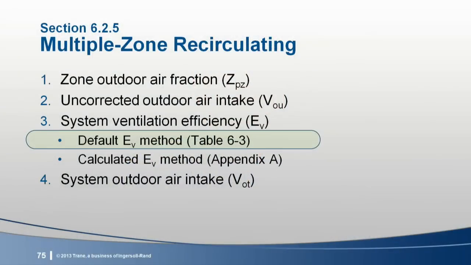Now that we've calculated system ventilation efficiency and intake airflow using Appendix A, let's look at the default method using the lookup table in the standard. As I explained earlier, you can use either Table 6-3 or Appendix A to determine system ventilation efficiency. Outside of Step 3, however, all the other steps are unchanged.